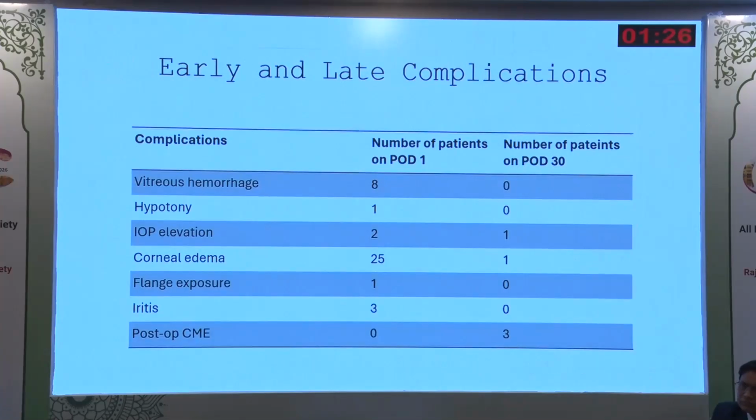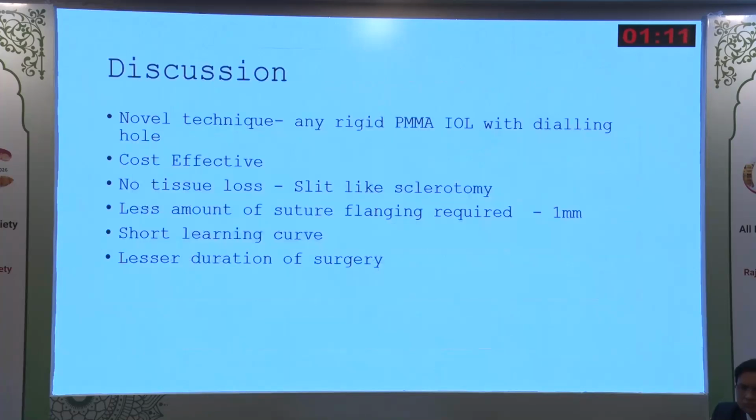The complications include 8 cases of vitreous hemorrhage on POD1. This is mainly because of the bleed through the sclerocorneal tunnel. So we made it mandatory to cauterize the sclera before doing the tunnel, and then this complication stopped. At the end of 1 month, we had 3 cases with CME.